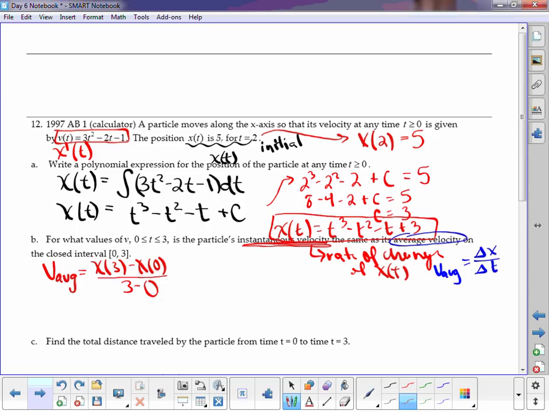Five? Anyone else get 5? Did you get 5? Okay, Reed got 5, I trust. So my average velocity when we go through doing that work is 5.